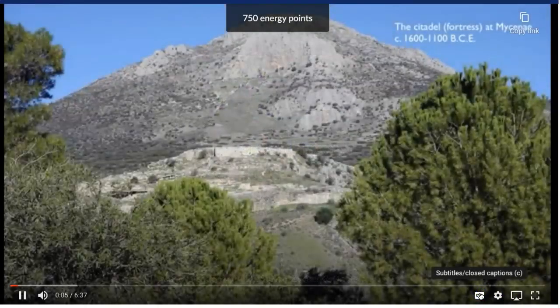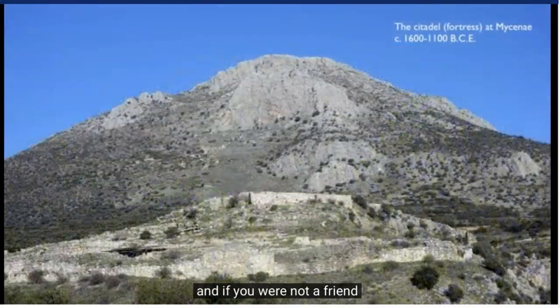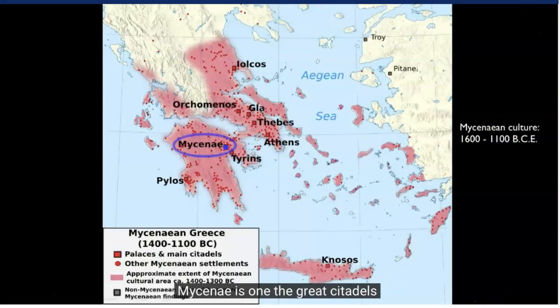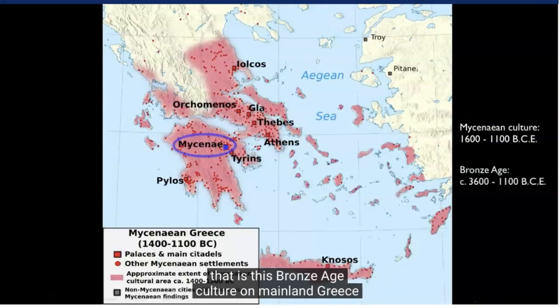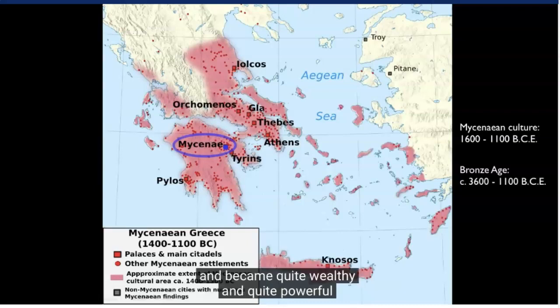The approach to Mycenae is substantial, and if you were not a friend, it was going to be tough to get in. Mycenae is one of the great citadels of Mycenaean culture. That is, this Bronze Age culture on mainland Greece that traded throughout the Mediterranean and became quite wealthy and quite powerful between the years of about 1600 and 1100 BCE.